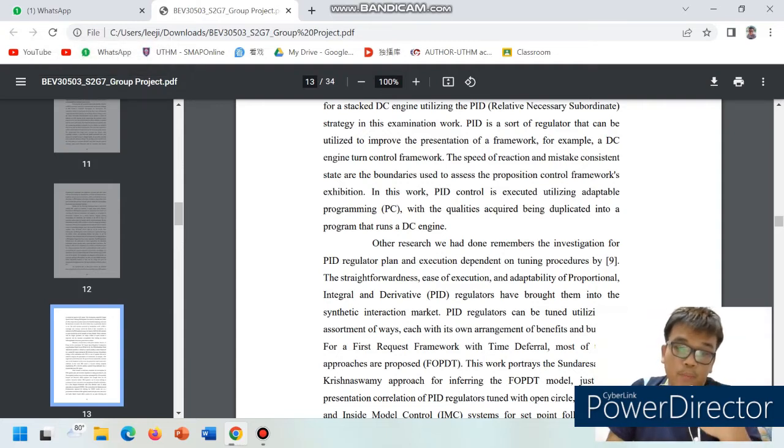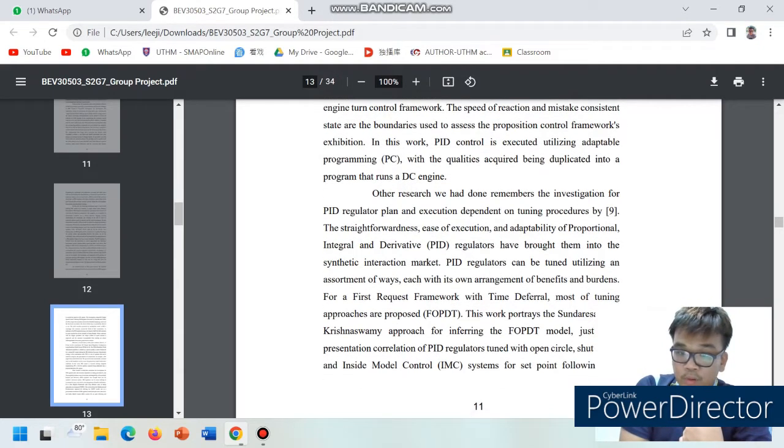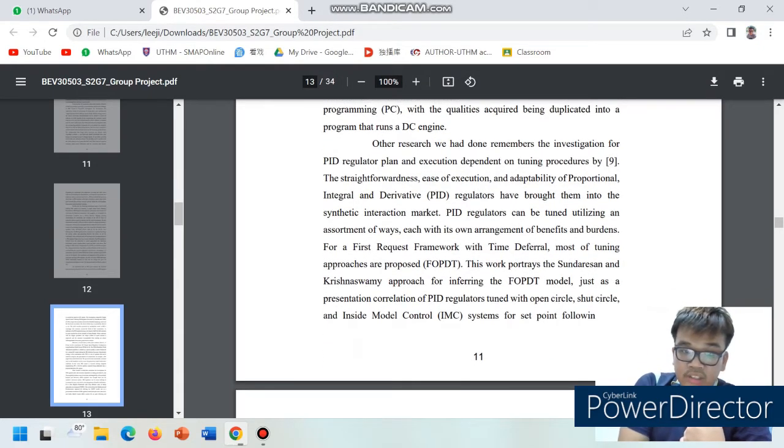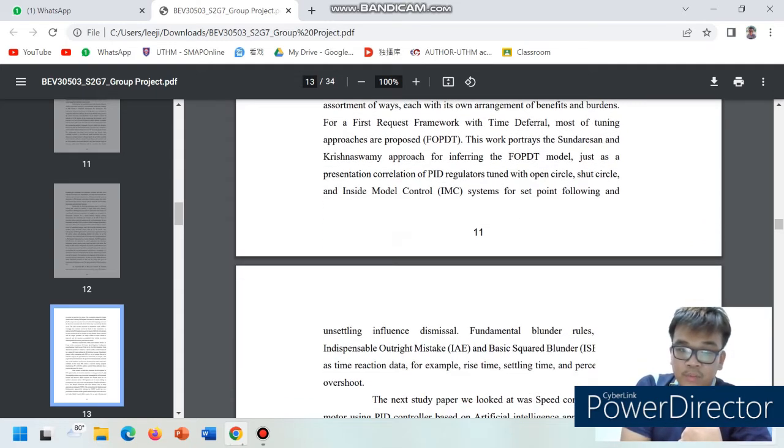Several modes of tuning approaches are proposed, and the work portrays the Sundaresan and Krishnaswamy approach for inferring the FOPDD model, with a comparison of PID controller tuned with open circuit, short circuit, and internal model control (IMC) for set point following and disturbance rejection.